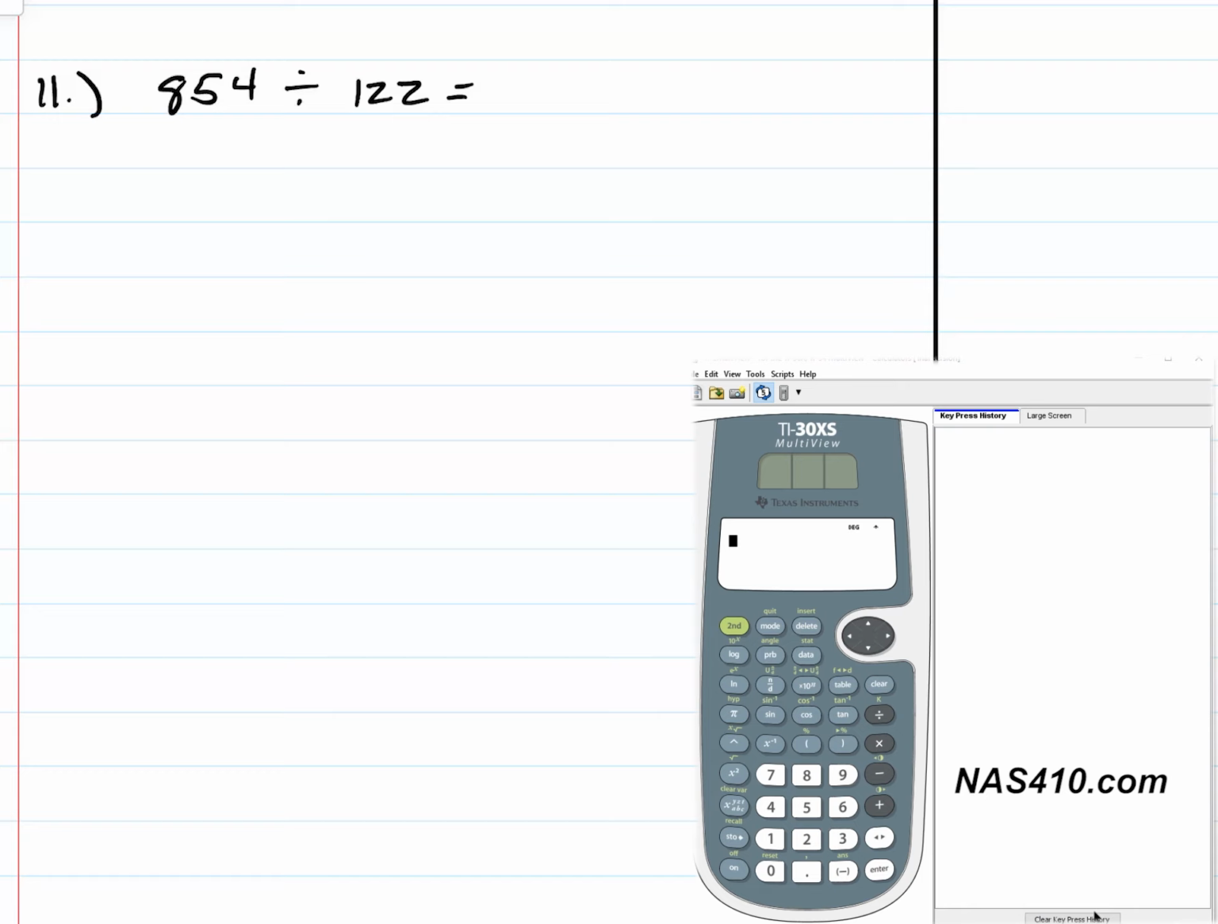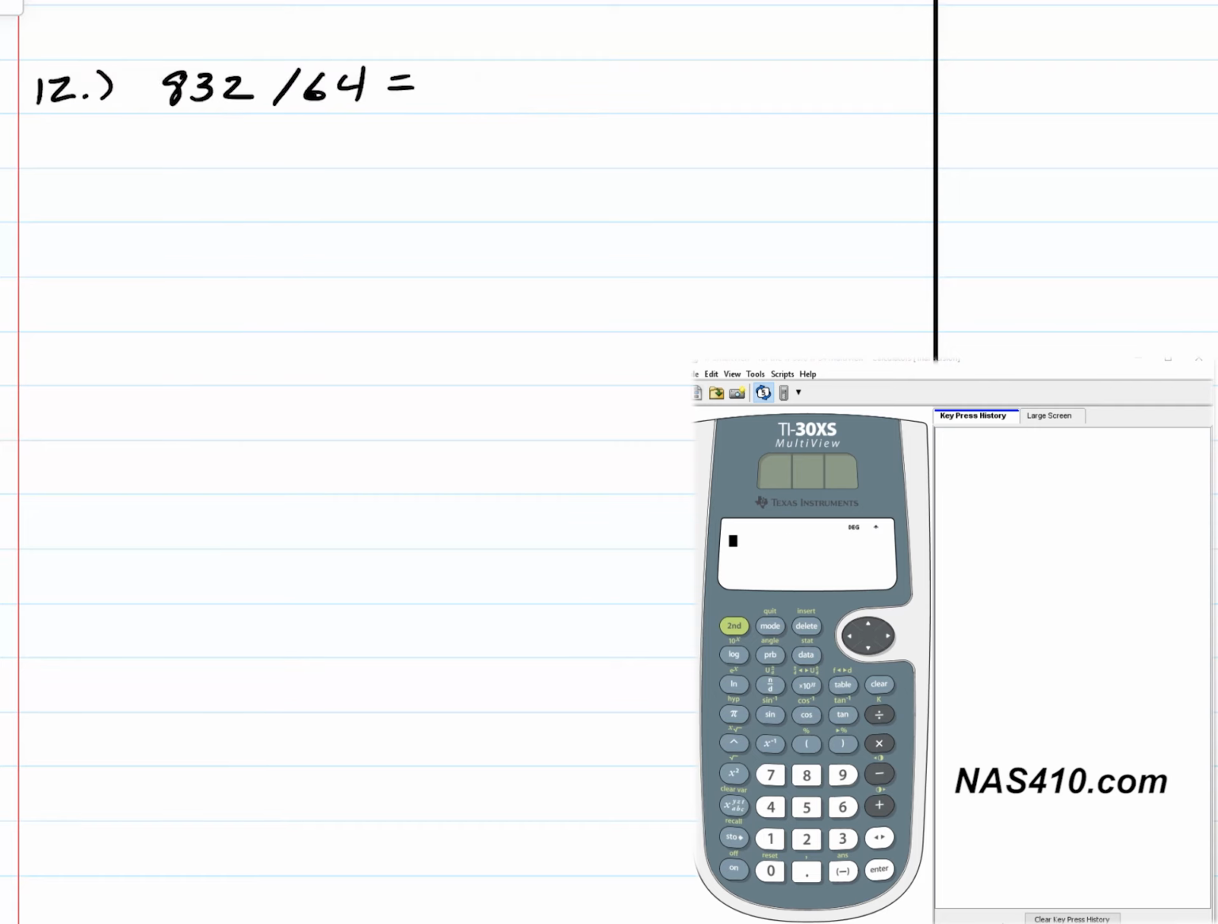Number 11, we have 854 divided by 122. This is just regular division, nothing special about it. I'm going to do this in my calculator. 854 divided by 122, push enter, and I get 7.